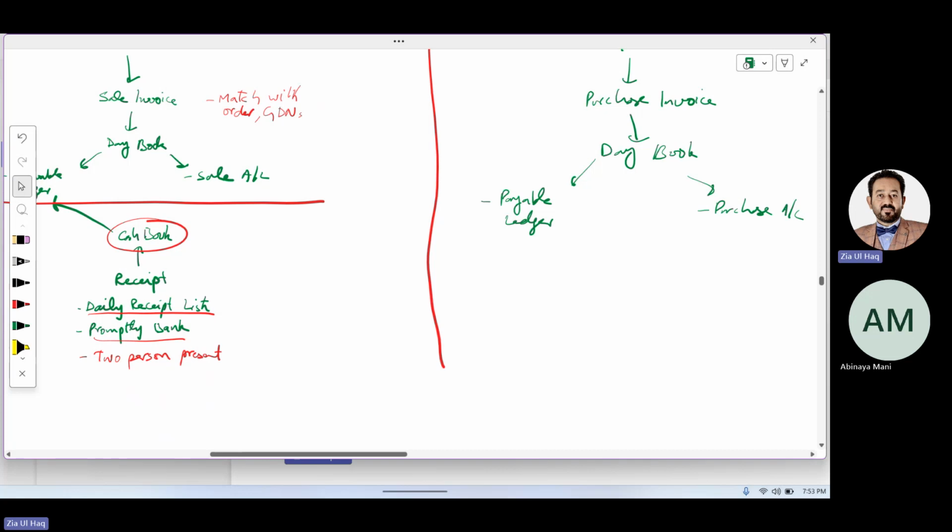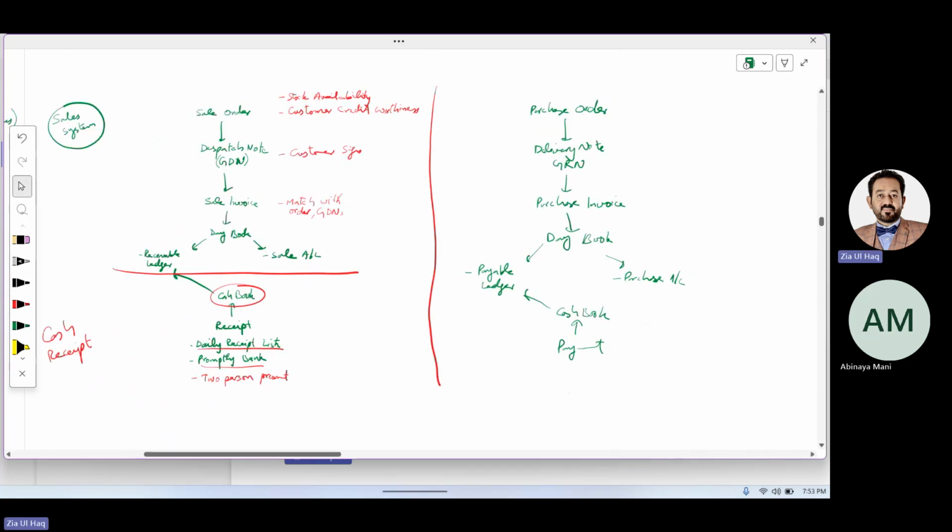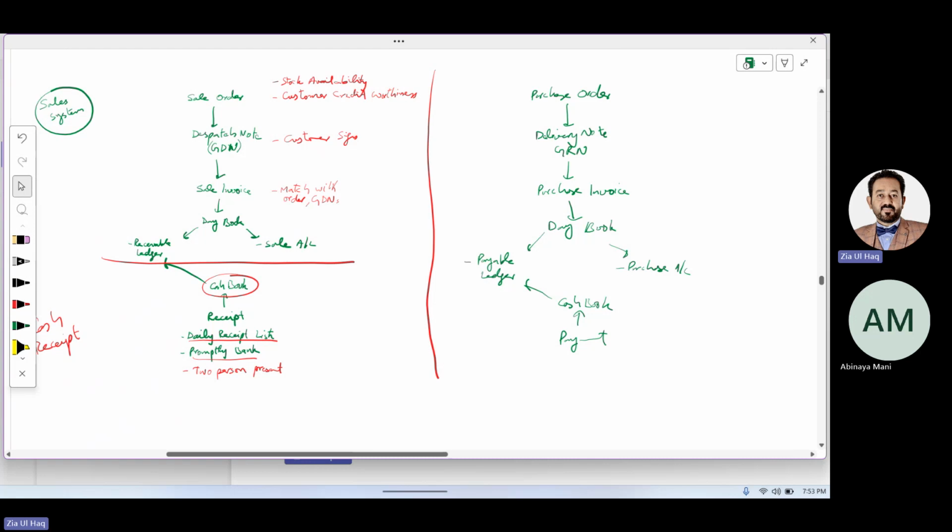And in purchases, we will make a payment to the supplier. While making payment, we will record the entry in the cash book and update the payable ledger. Payable debit, cash credit. So these are the documents, similar to the sales system.